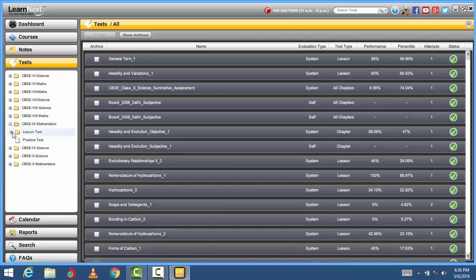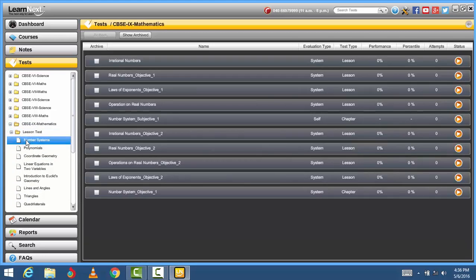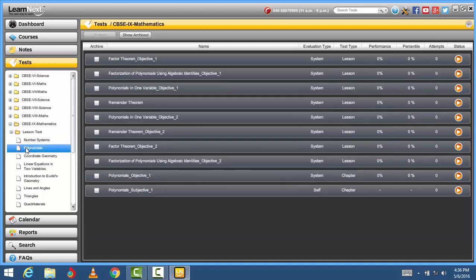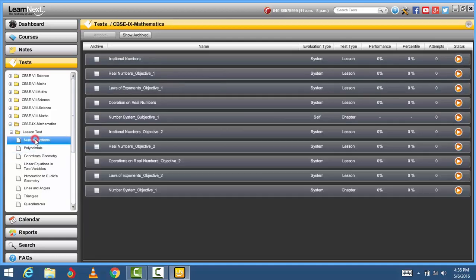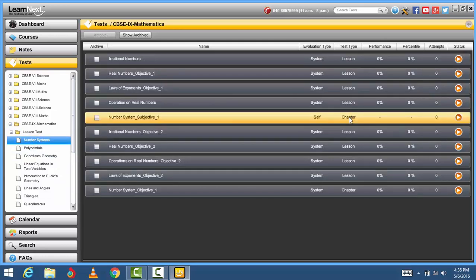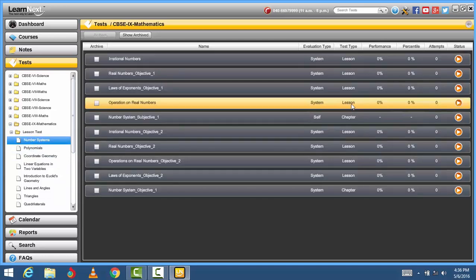First is the lesson test on plus mark. These are the chapters. First chapter, number system. These many tests are there. Polynomials, these many tests are there. Coordinate geometry, these many tests are there. Now these tests are based on lesson as well as chapter. A lesson is a smaller portion of the chapter.